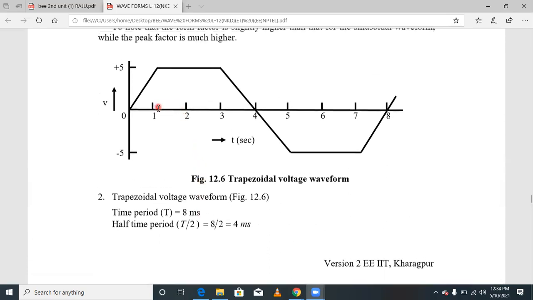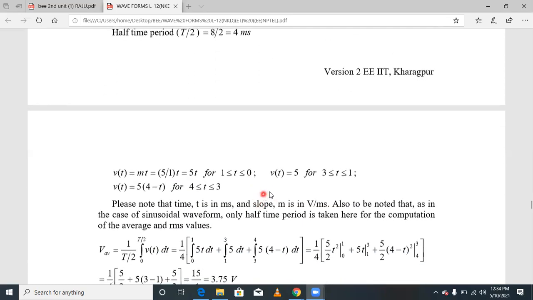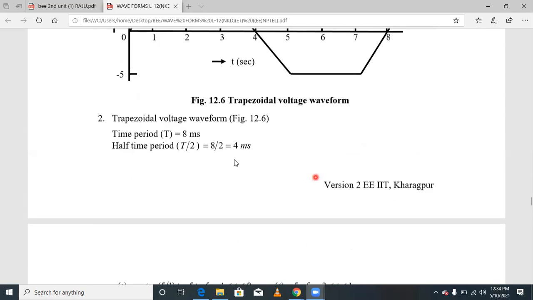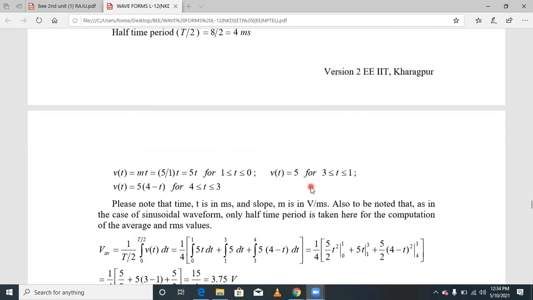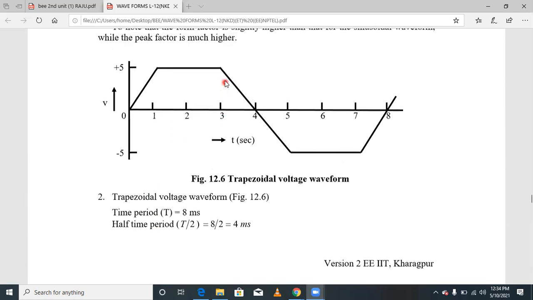And what is the 1 to 3? It's constant. In between the 1 to 3 time period, 3 minus 1 means 2 milliseconds. Here the voltage is constant, that is called 5 only. So V of t is equal to 5 for 1 less than or equal to t less than or equal to 3. Between 1 and 3, V of t is constant at 5. And then similarly, find the time period 3 to 4.